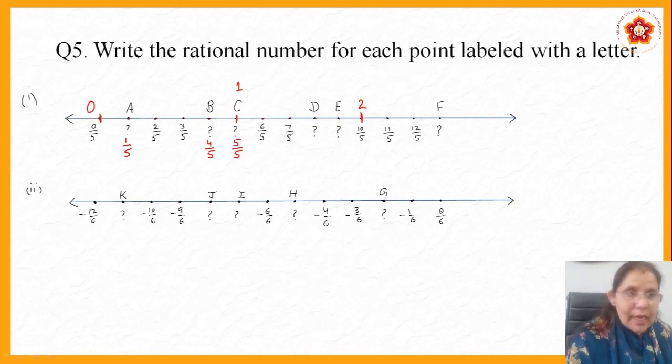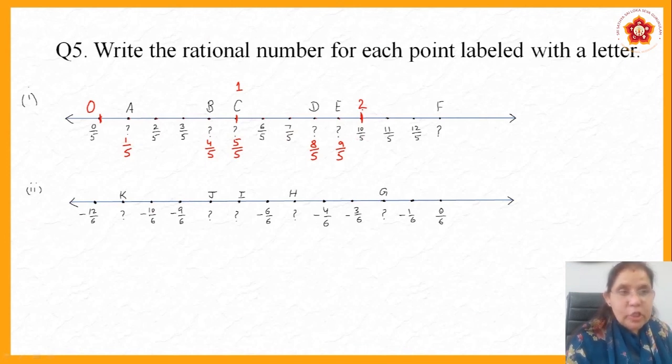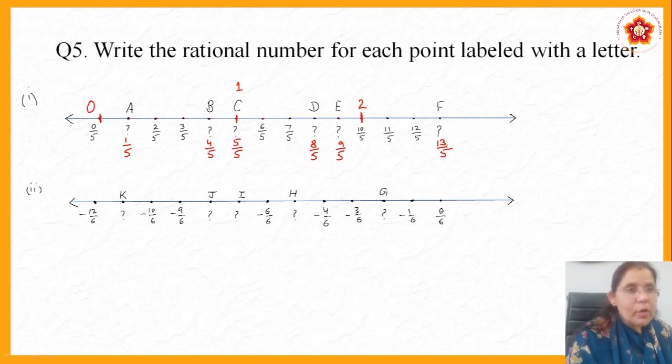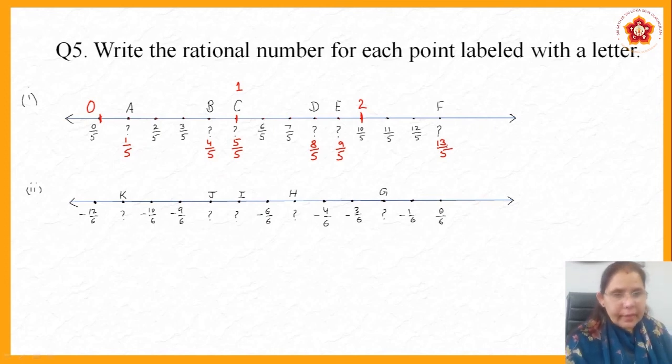Next point is 6 upon 5. Next one is 7 upon 5. So point D will be 8 upon 5. Point E would be 9 upon 5. And after 9 upon 5, we have 10 upon 5. And what is the value of 10 upon 5? It is 2, which is what we had written. Then after 2, we have 11 upon 5, 12 upon 5, and 13 upon 5. So we now know what are the values of A, B, C, D, E, and F. We have already written them there.